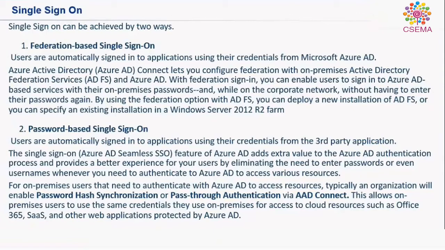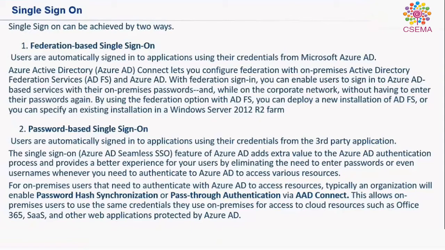So by using this federation option with ADFS, you can deploy a new installation of ADFS, or you can specify an existing installation in Windows Server. So if you're already using an ADFS server, you can specify that. And then there is password-based single sign-on. So this is basically a workaround for companies who do not want to deploy additional infrastructure of ADFS servers. So users are automatically signed into applications, again using their credentials from third-party applications.